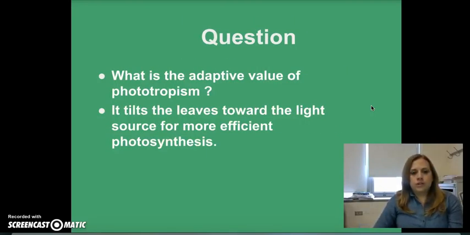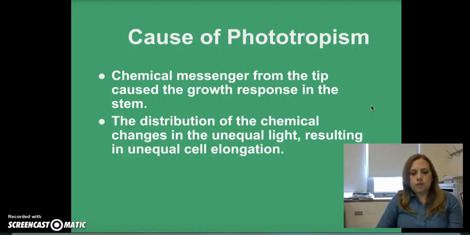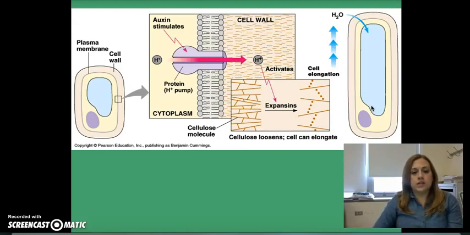So now a quick question then would be, what is the adaptive value of growing towards the light? And it turns out that it tilts the leaves toward the light source, and so it's more efficient for photosynthesis. So now we need to know what causes phototropism. So we've got a chemical messenger from the tip of the plant that causes the growth response in the stem, and then the distribution of the chemical changes in the unequal light, and so it results in unequal cell elongation.